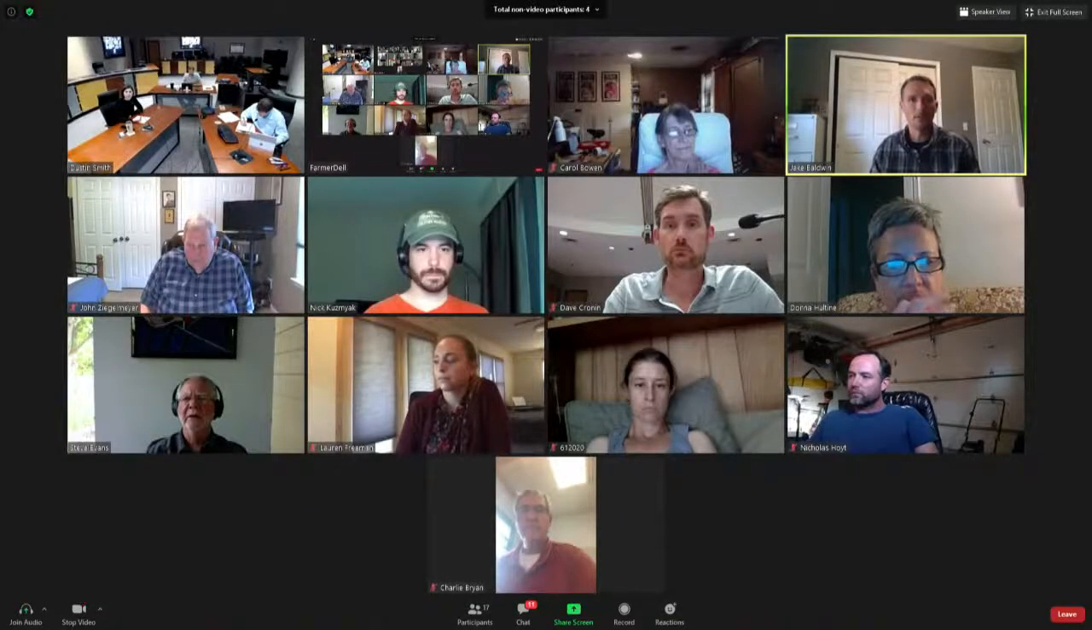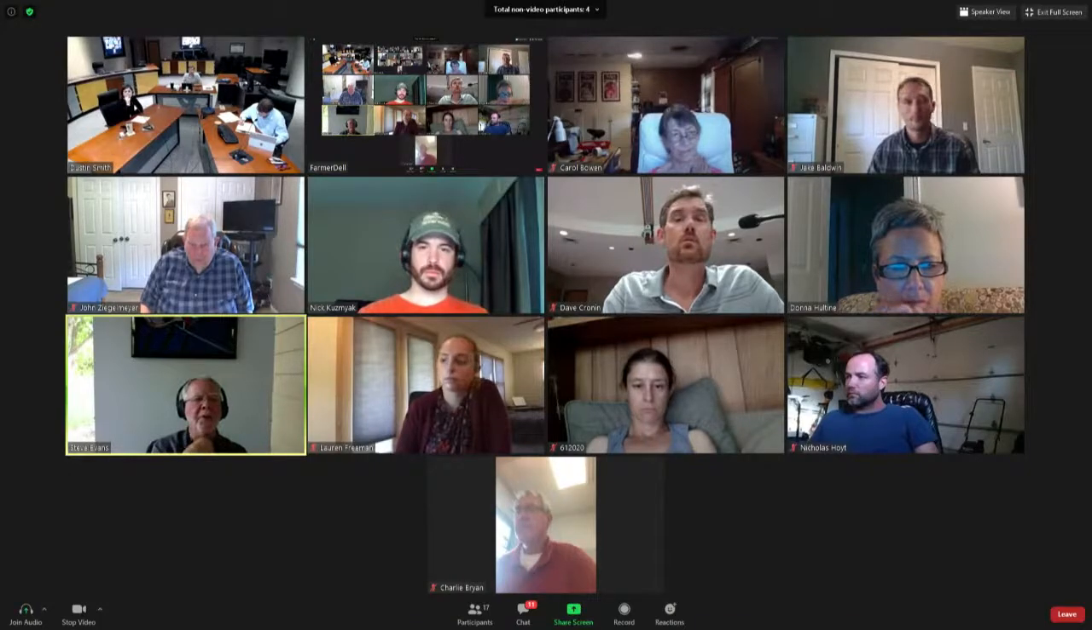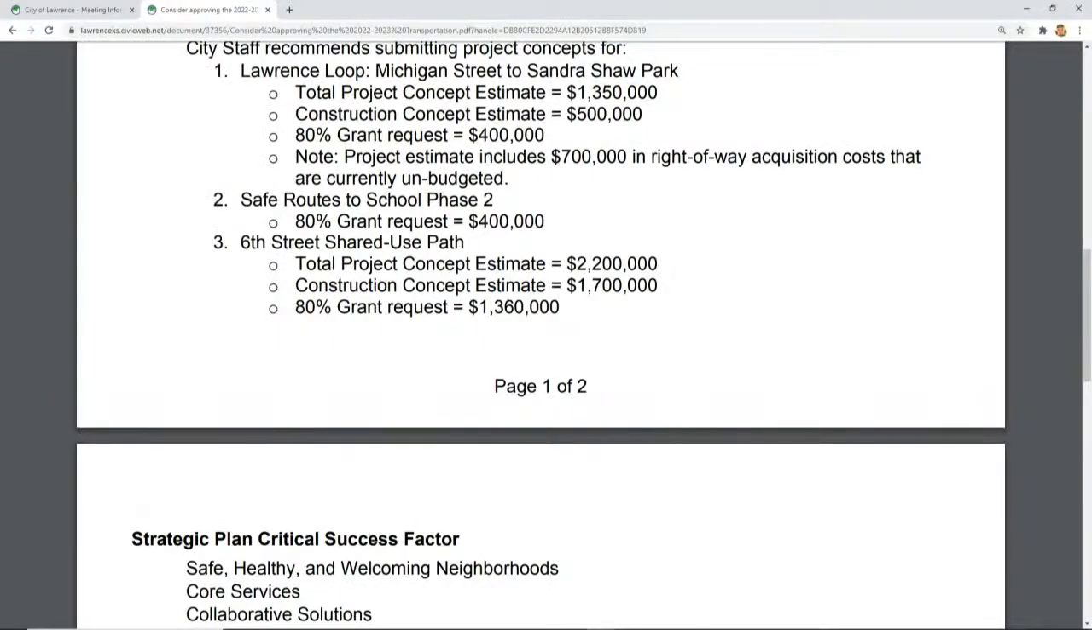Yes, Commissioner Evans. In the past, KDOT has asked us to submit a priority with our applications. Well, I would just off the top of my head here, my prioritization would be safe routes 1, 6th Street shared use path 2, and Lawrence Loop 3. Keeping in mind they're all on the list and they're all kind of ones.